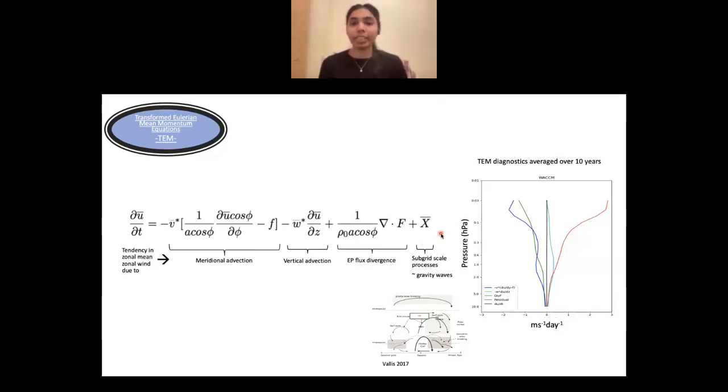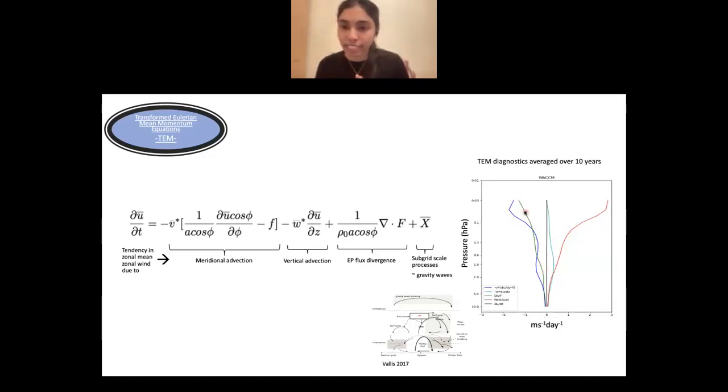So I'll later show that it is almost completely due to the gravity wave drag. Okay, now here is basically a summary plot of all these forcing terms. The blue line here is the meridional advection, and as you can see, it is mostly giving the easterly forcing, which we have already seen earlier.